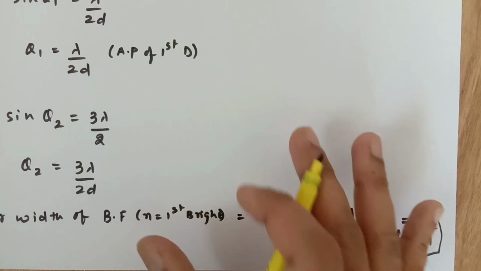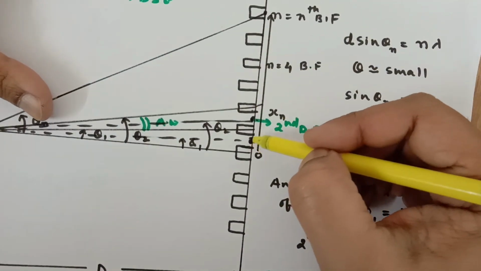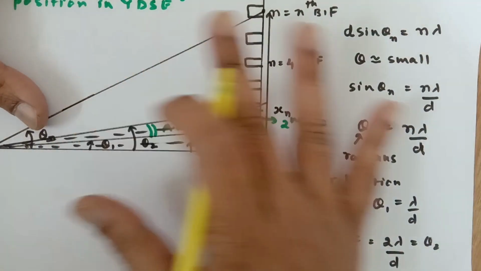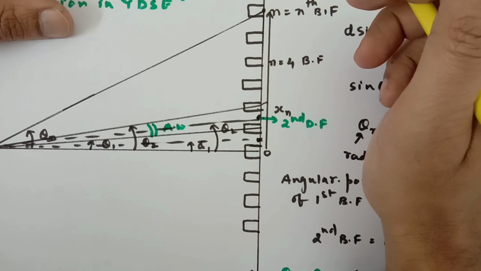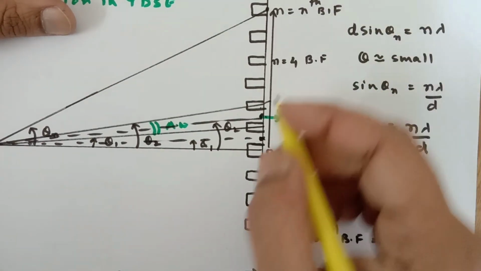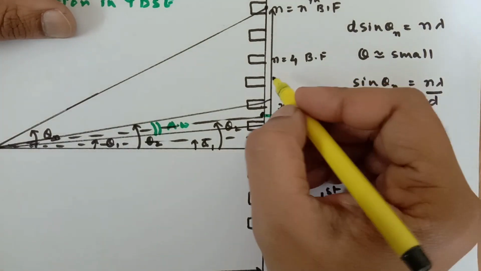But you need to understand very clearly that the angular positions will be different. So as you go higher and higher, this angle will keep on increasing. So angular positions would be different, but the angular width would certainly be the same for any of the dark and bright fringes. Now the other way to understand this is to do the following.